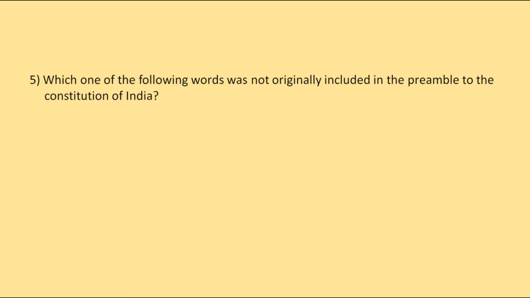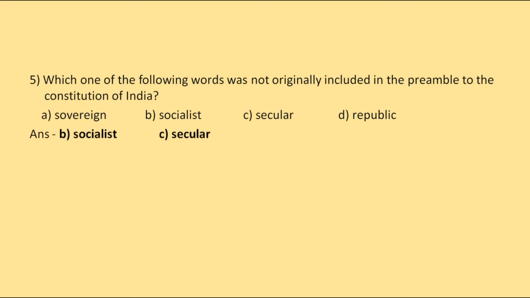Then, which one of the following words was not originally included in the preamble to the Constitution of India? Options are sovereign, socialist, secular or republic. So correct option will be socialist and secular. So these two words have been included in the preamble by the 42nd Amendment Act of 1976.